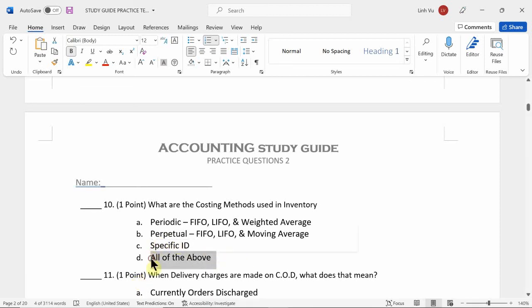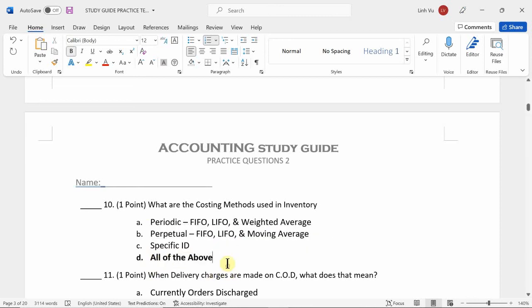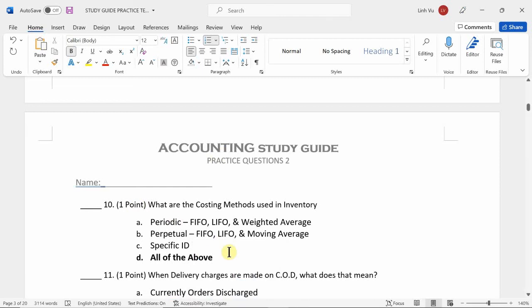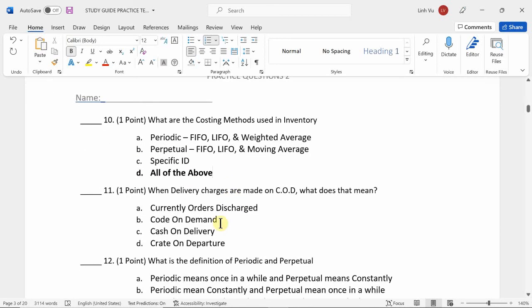Making sure you don't forget specific ID does exist. And also note that when we learned periodic and perpetual, we learned FIFO, LIFO, weighted average, and if it's perpetual, it's moving average. So in this case, yes, we learned all three different costing methods per different tracking method. So in this case, we learned about 6 methods, and we just left some specific ID out. Okay.